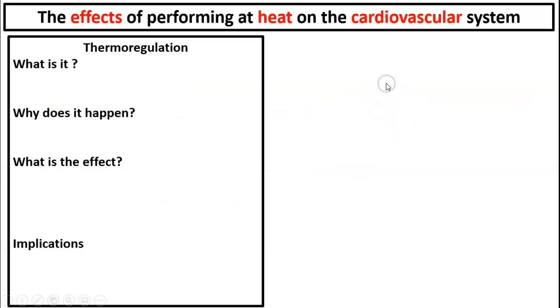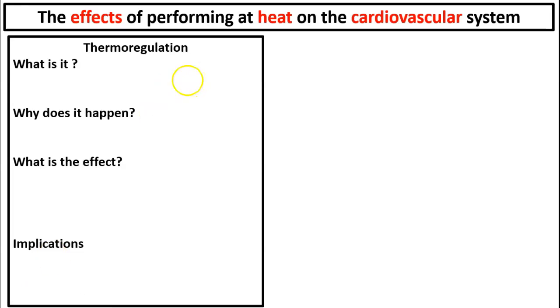Okay, so two things we have to look at which will allow us to see numerous effects of exercising at heat on the cardiovascular system. The first thing we're going to have a look at is something called thermoregulation. Now in order to make sure we have a full understanding of this, we need to make sure we can answer these key questions going down here. So to start with then, what is thermoregulation?